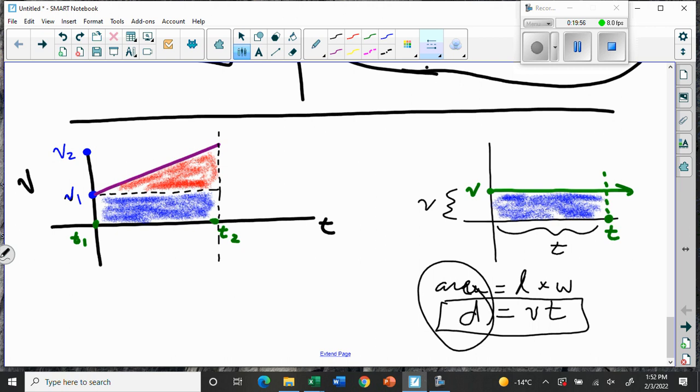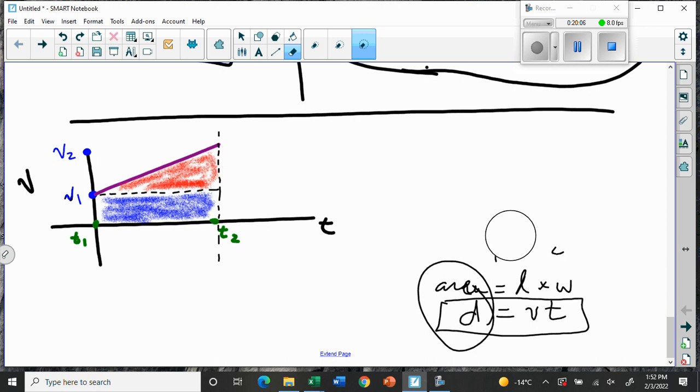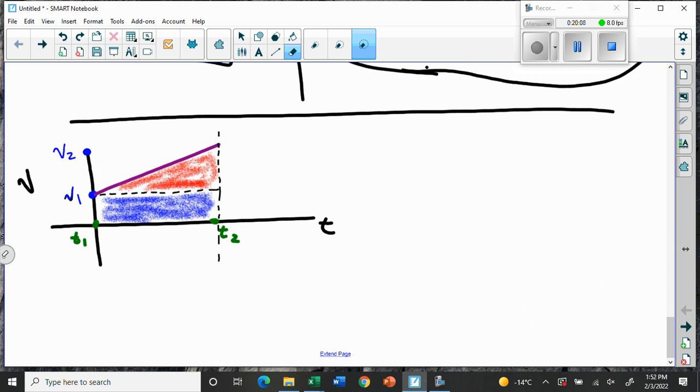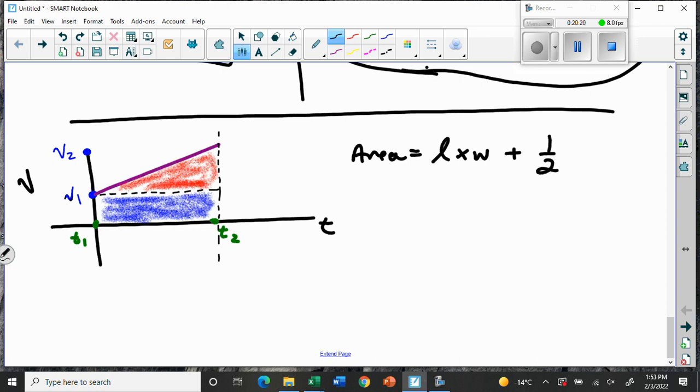So knowing that, we could calculate the area under this more complicated situation that I've drawn on the other side, and know that it's going to give me some indication of the displacement of the object. So let's continue where we were. Well, we would have area equals length times width for the rectangle, the blue part, plus one half base times height for the red part. Those are the triangle's area, right? So let's go through that and see what we can figure out. Well, the area will become the d. We know that from what I just showed you.